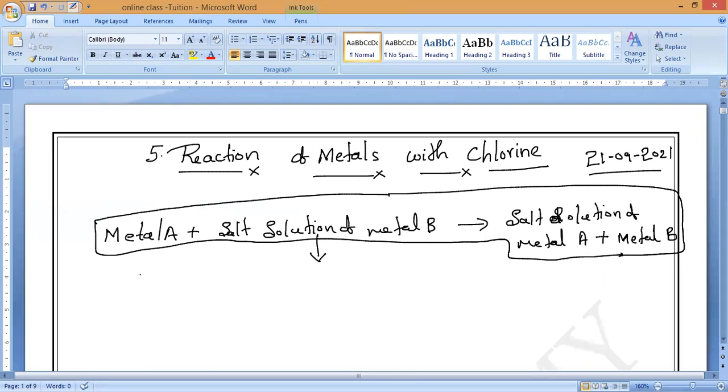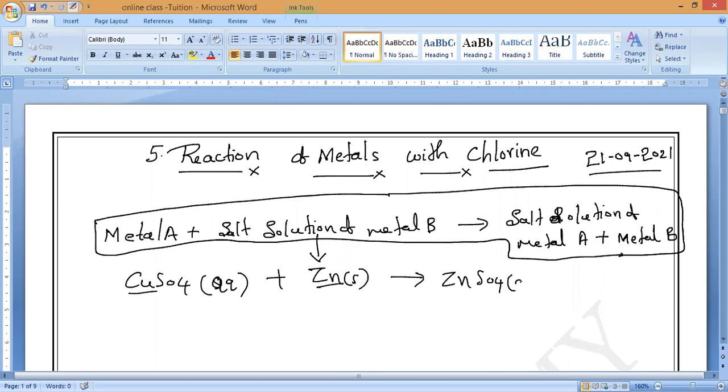For example, if you take copper sulfate, CuSO4, which is in aqueous state, and react it with zinc. Zinc is more reactive than copper or less reactive than copper? More reactive than copper. So will that reaction take place or not? Yes, it will take place. It will form ZnSO4, zinc sulfate, and copper metal will come. You are remembering hydrogen gas, but no hydrogen gas will come here.